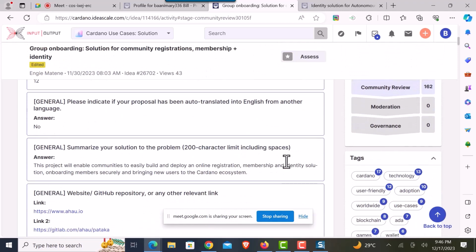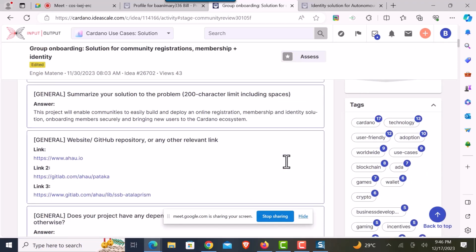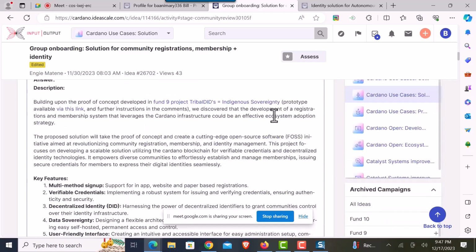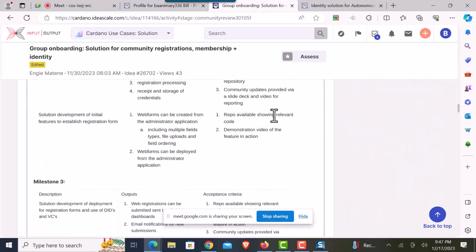Yes, so if you really merge it or try to bring it together with the solution, you will see that indeed the solution is viable, since it is also geared towards onboarding members, and not just that, but is providing the platform that will make that possible. Yes, so how will that be done? They will be able to build and deploy an online registration, membership, and identity. So let me just go and give a sample statement with regards to that.